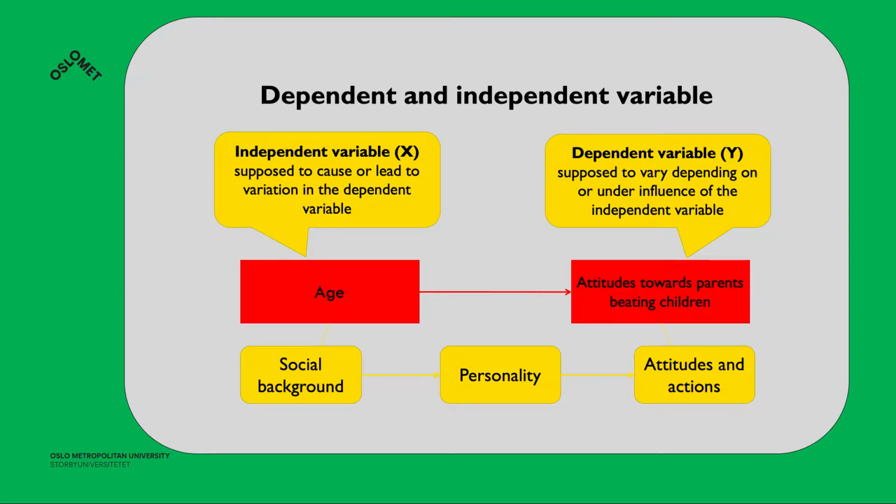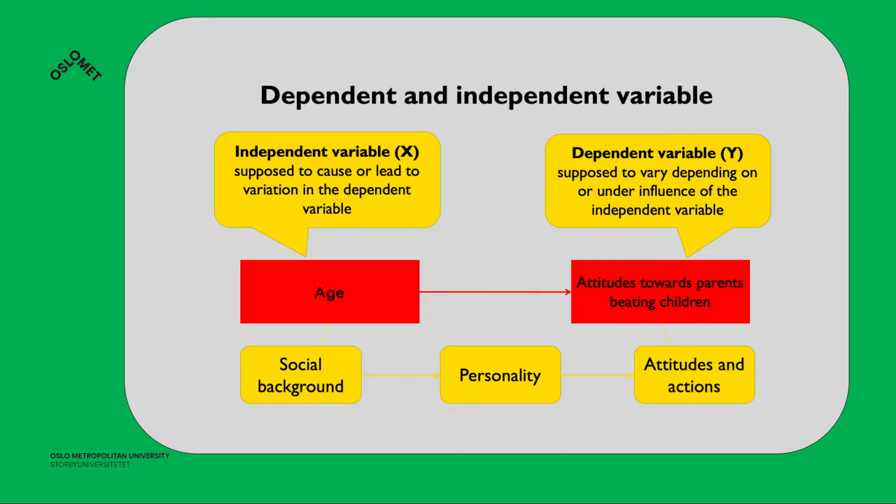But in other analyses, it's not so obvious. It might be social background, personality, attitudes, and actions. There are many others. If we're going to include social background and personality, for example, what are the dimensions there, or the timeline, really. It can be harder to tell what is the dependent and independent variable. But in our example, it's really easy. It's age which causes the differences in attitudes towards parents beating their children. That's because age comes before attitudes in time.